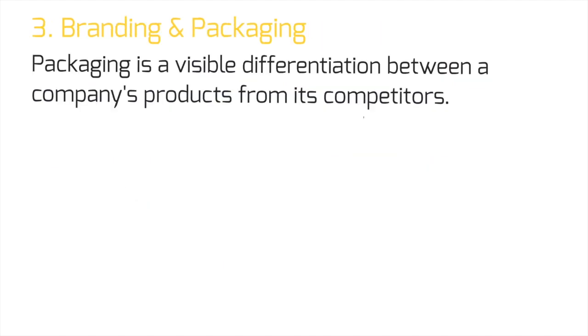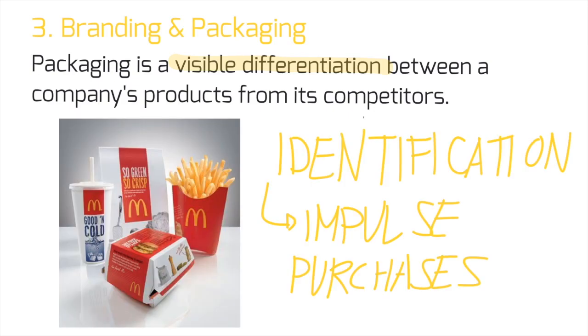Okay, so packaging is a visible differentiation method between a company's products and its competitors', and it's often used to enhance the brand identity. A good example really is McDonald's, because McDonald's is just so iconic, and you immediately understand that this is McDonald's packaging because of its golden arch over here and just the red background everywhere, basically. The combination of red and yellow really makes it stand out.